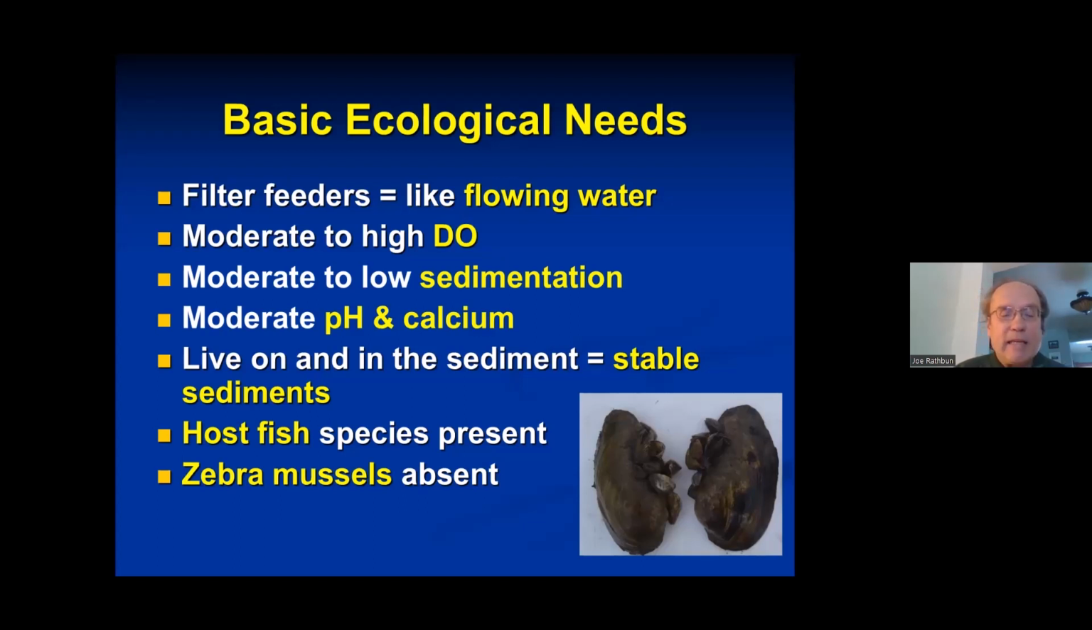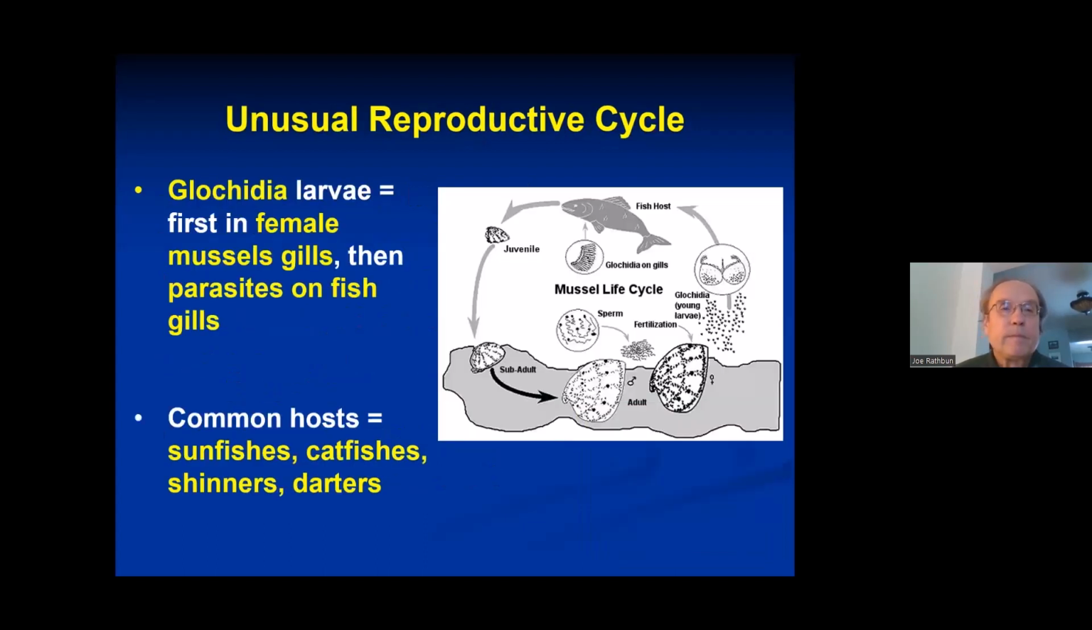They live on and in the sediments, and therefore they like stable sediments. You don't really find many mussels in urban streams that are hammered with hydrologic flows after a rain event. We'll talk about their reproductive system in a minute, but they do need their host fish species to be present to successfully reproduce. And zebra mussels, they do not do well with zebra mussels, as I'm sure you all know.